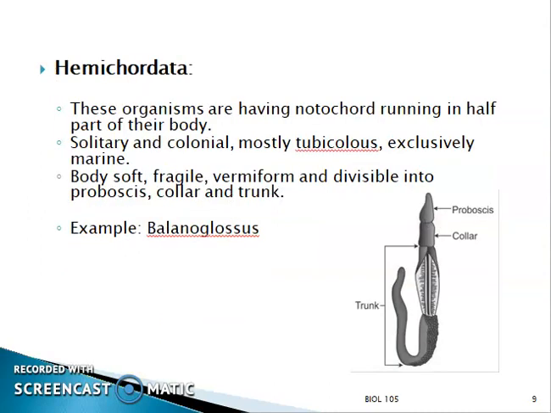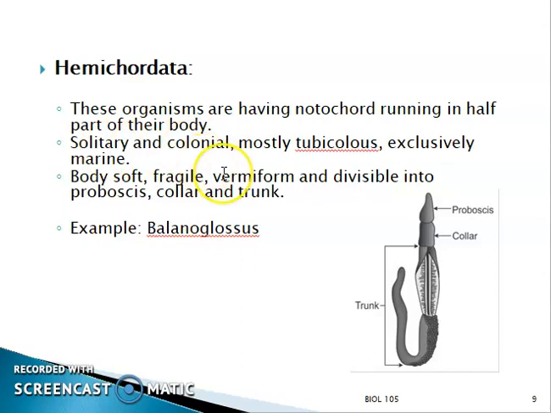Next group is called Hemichordata. Hemi means half. Their notochord runs into the first half of their body. So cord in the head, sorry, cord in half part of the body. So they do have a notochord which is running in half part of their body. That's why they are called hemichordates.